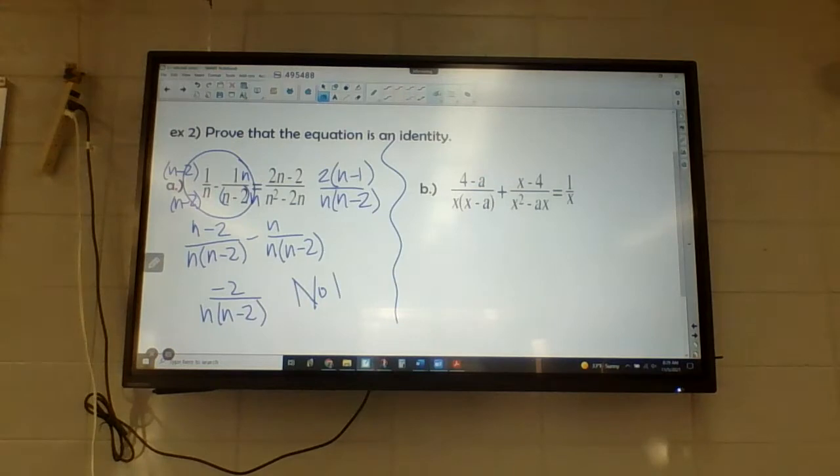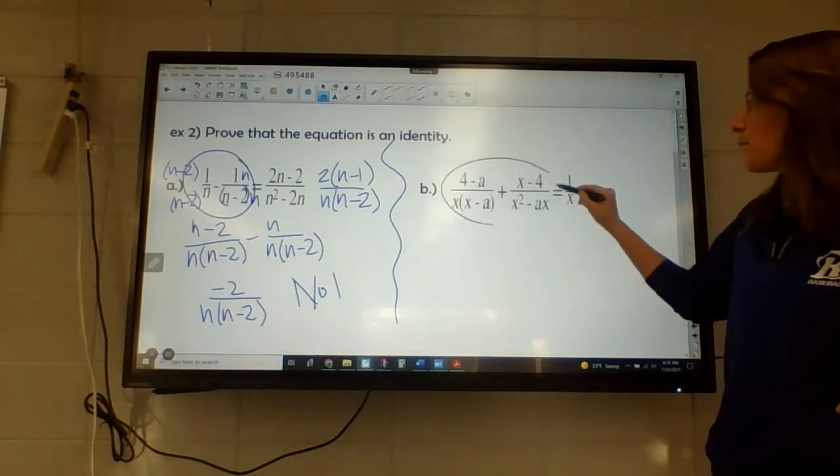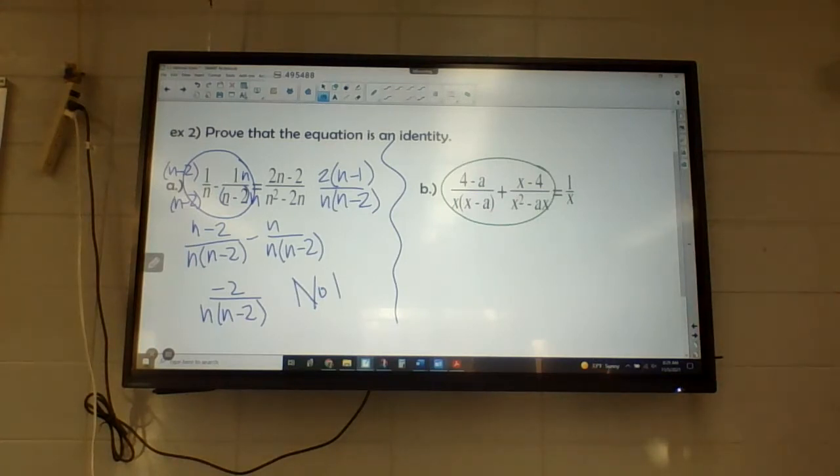All right, so our next one here, I think this one works. We're going to work on this left side over here and see if we can get it to match. But the good news is this one's closer than you realize.